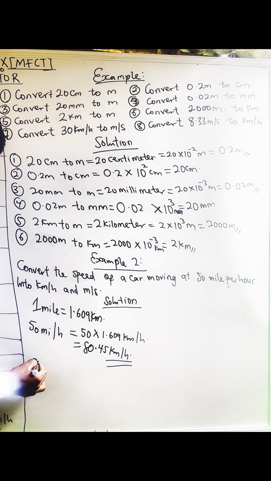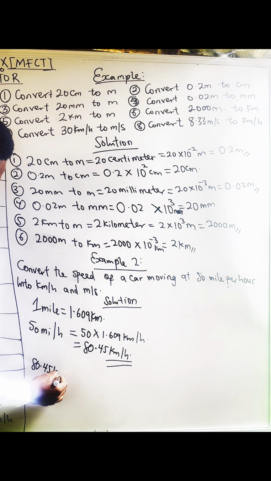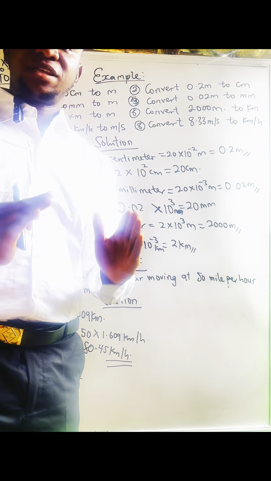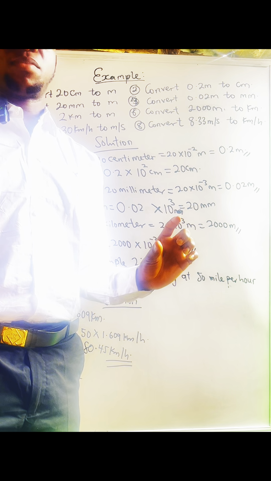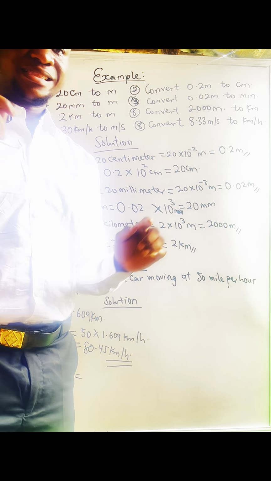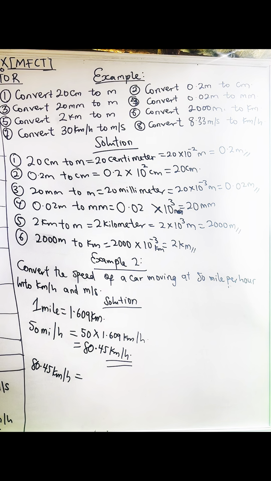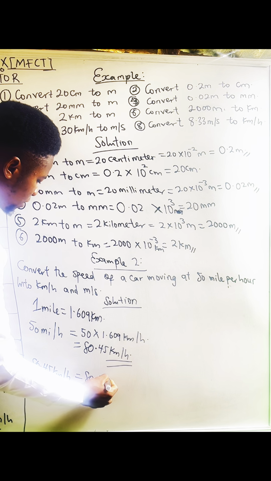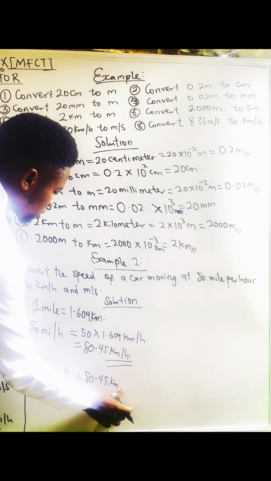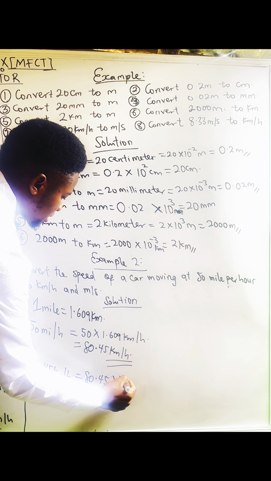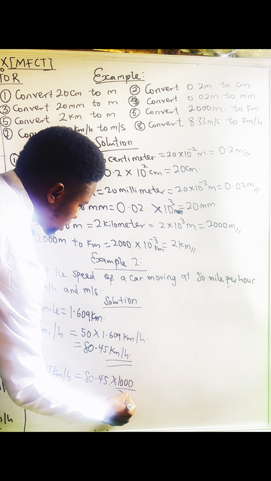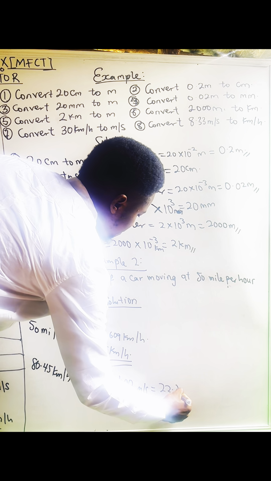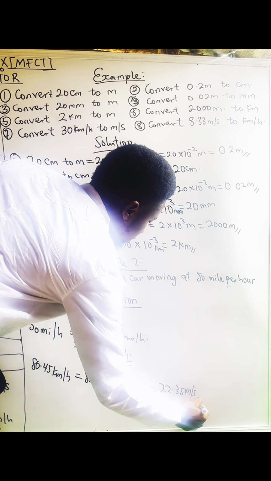So we will then convert this 80.45 kilometer per hour to meter per second. So 80.45 kilometer per hour would equal, now, whenever you are converting kilometer per hour to meter per second, just multiply by 1000 over 3600. So this equals 80.45 times 1000 over 3600 meter per second, and you will get 22.35 meter per second.